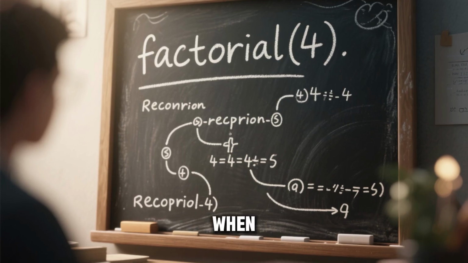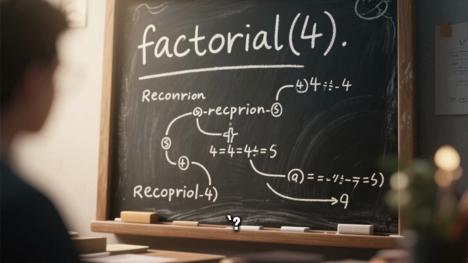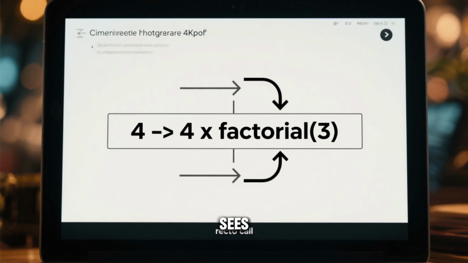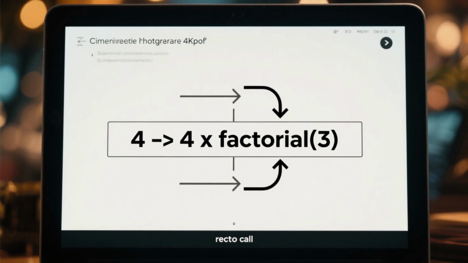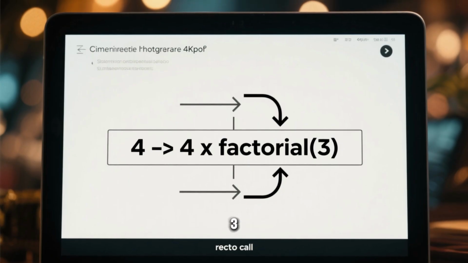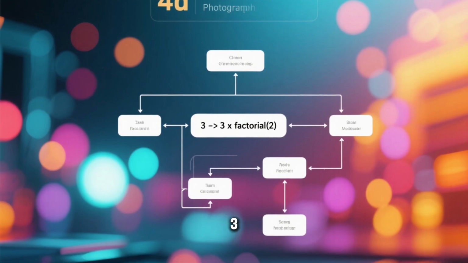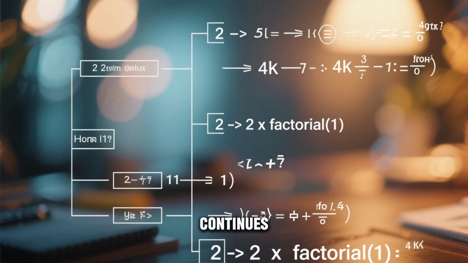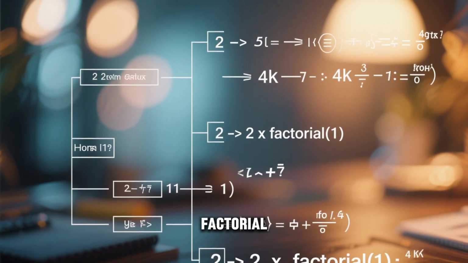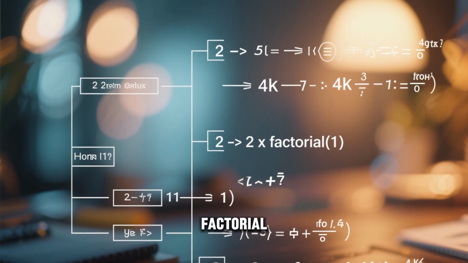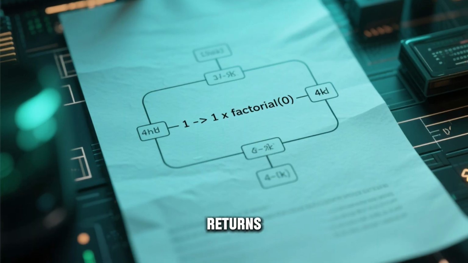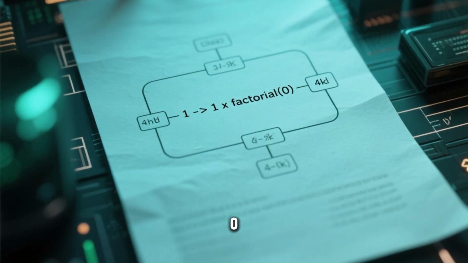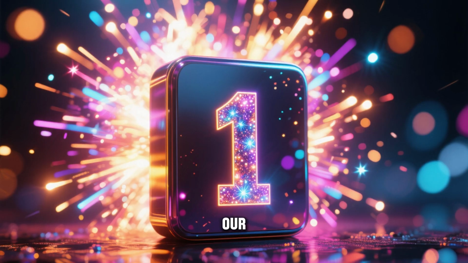So, what happens when we call factorial 4? Let's trace it. The function sees that 4 is not 0, so it returns 4 times factorial 3. Now, the factorial 3 call returns 3 times factorial 2. This continues down the line. Factorial 2 returns 2 times factorial 1, and factorial 1 returns 1 times factorial 0. Finally, we hit our base case.